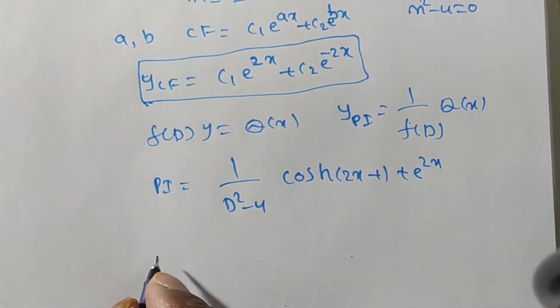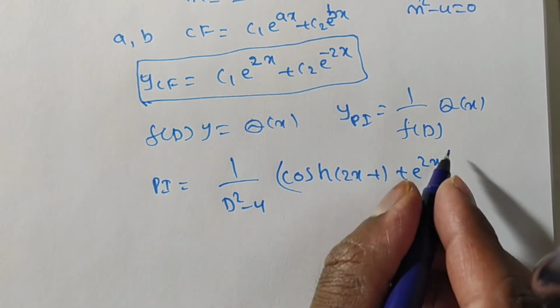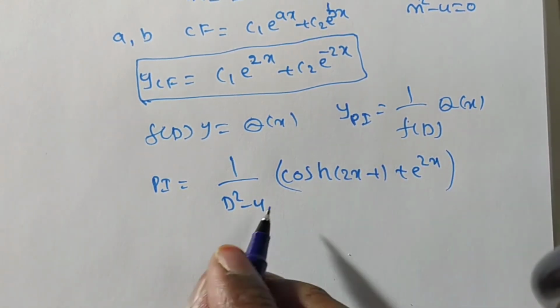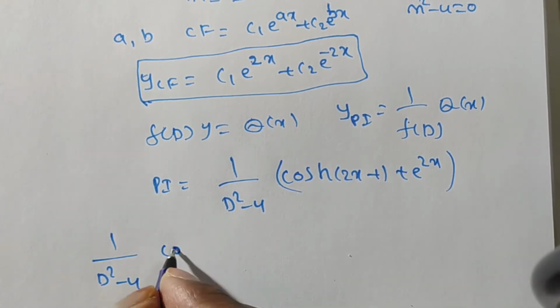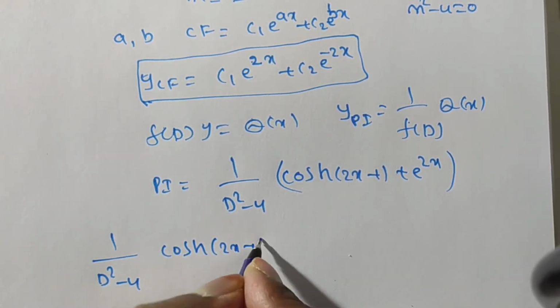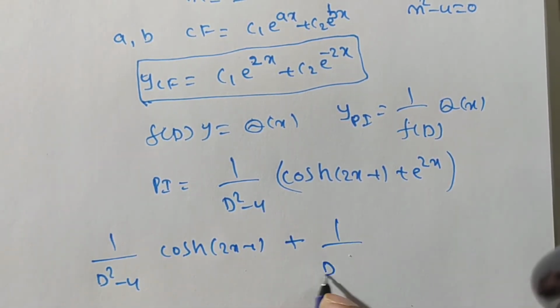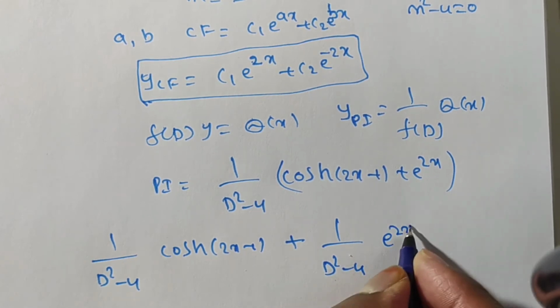We have two terms, so you separate these two. That is (1/(D² − 4)) cosh(2x − 1) is one term, and another term is (1/(D² − 4)) e^(2x).